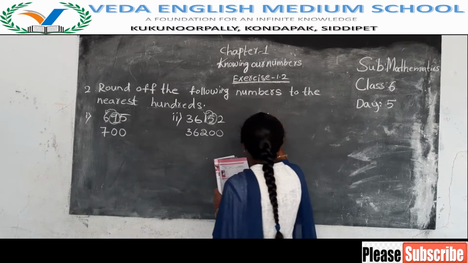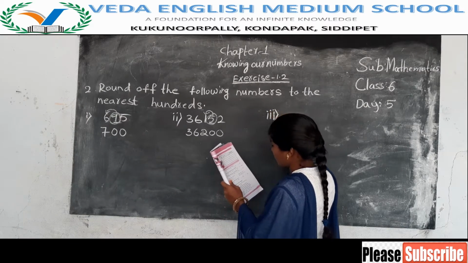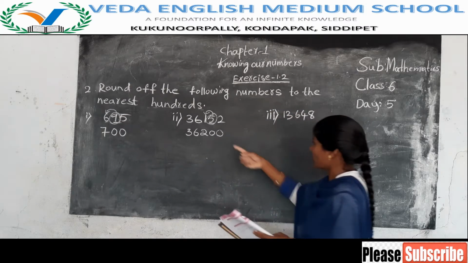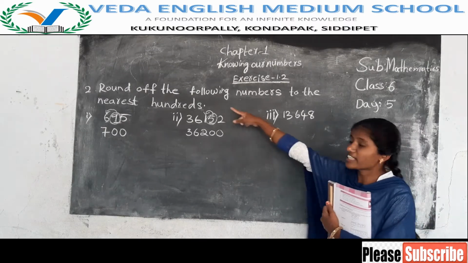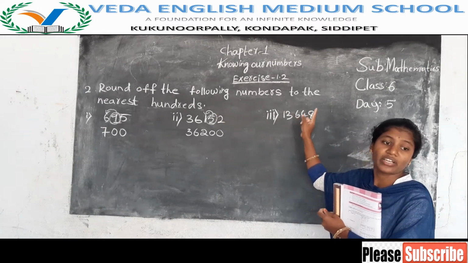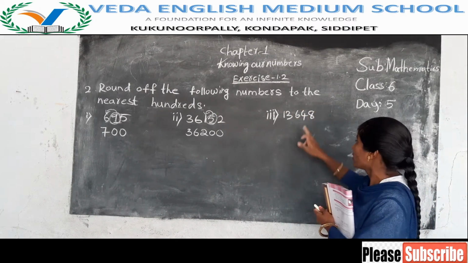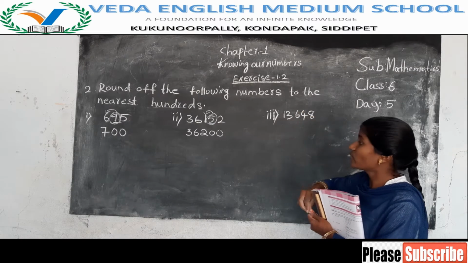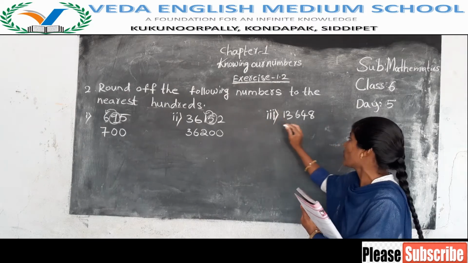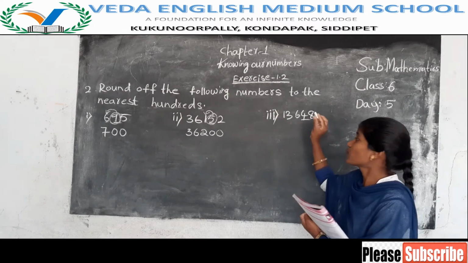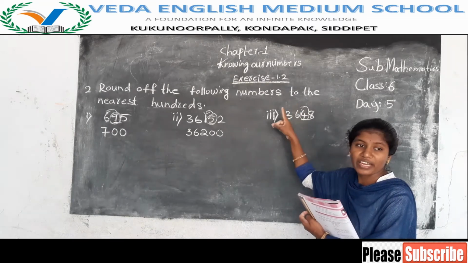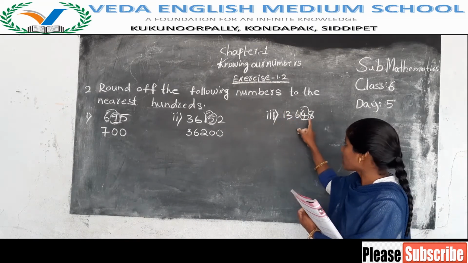Now, third one. 13,648. For this also, same like this only. They are asking for the nearest hundreds, so you have to count up to the hundreds place value only: ones, tens, hundreds. That means you have to check the tens place. What do you have in the tens place? 4. Is 4 above 5 or below 5? 4 is below 5.